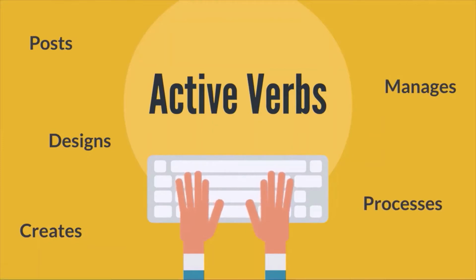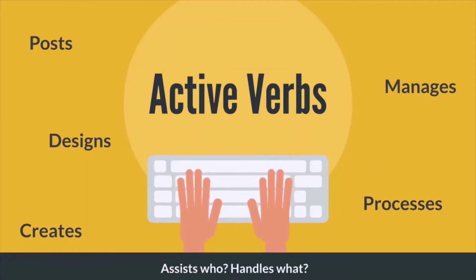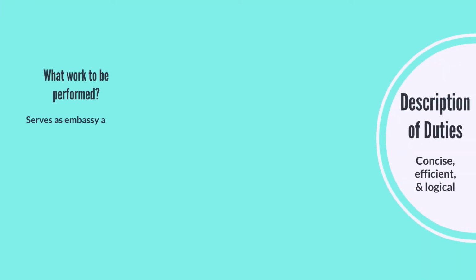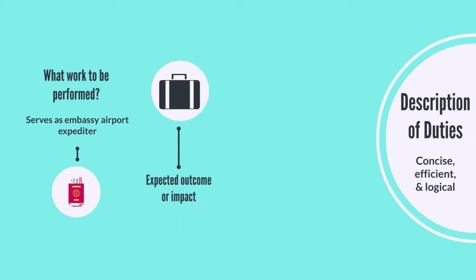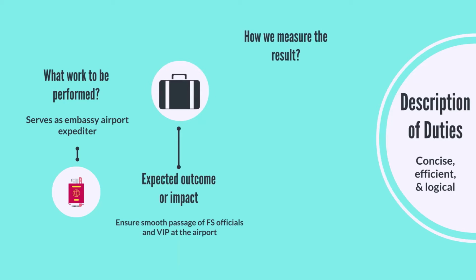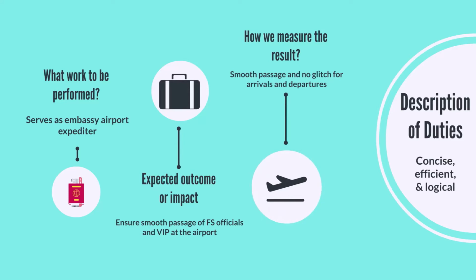Usually the verbs such as assists or handles require further explanation of the action involved, by using what work to be performed, the expected outcome, and how we measure it. For example, serves as embassy airport expediter for arriving and departing foreign service officials, their family members, other USG employees, and very important persons to ensure smooth passage at the airport.